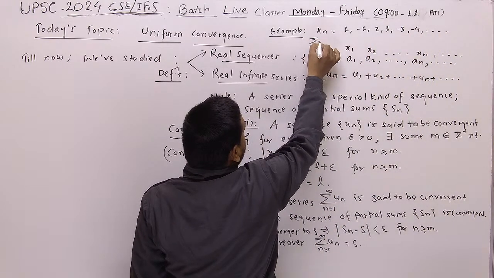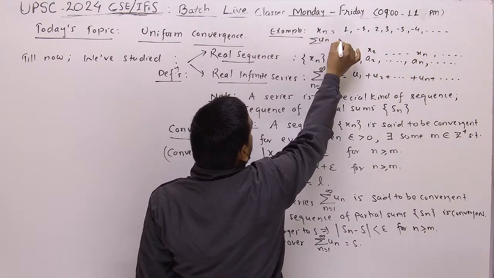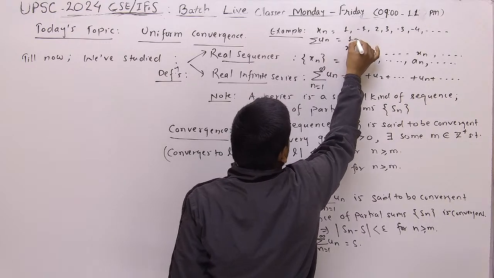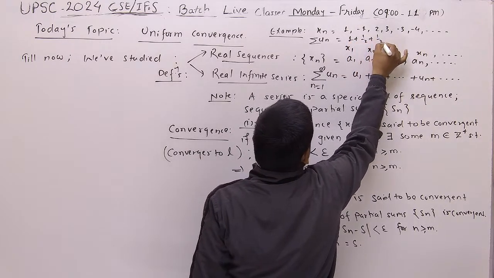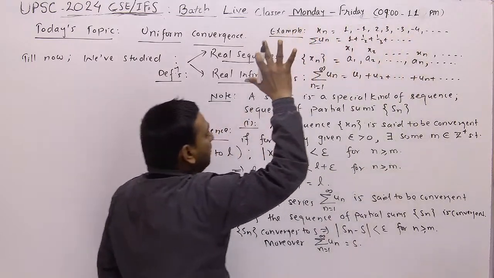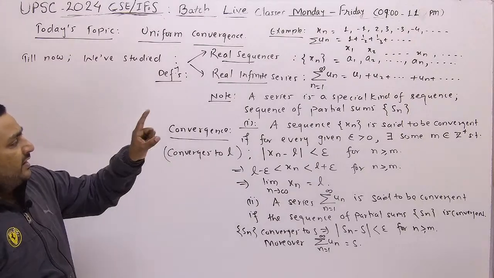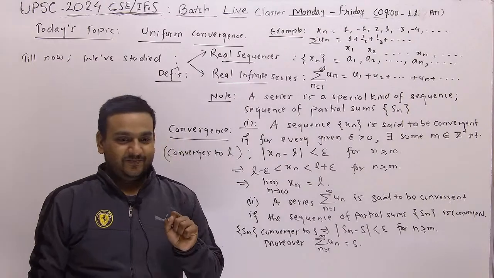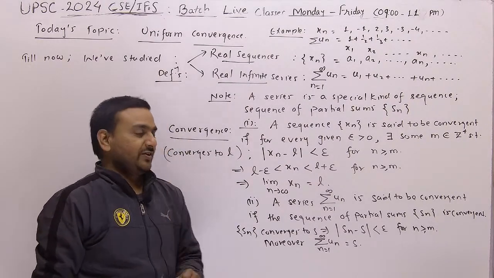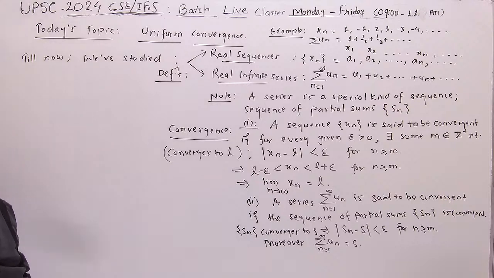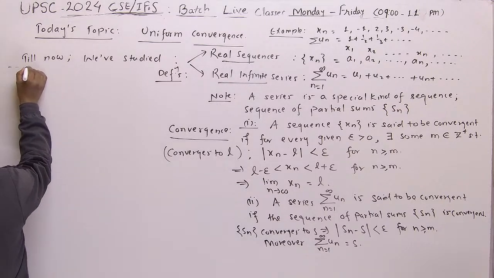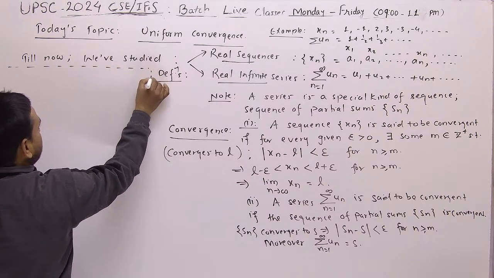A series un may be like 1 plus 1 by 2 plus 1 by 3 or so on. So sequence and series are like that. Fair? अब समझना बात को. Why we study the uniform convergence?